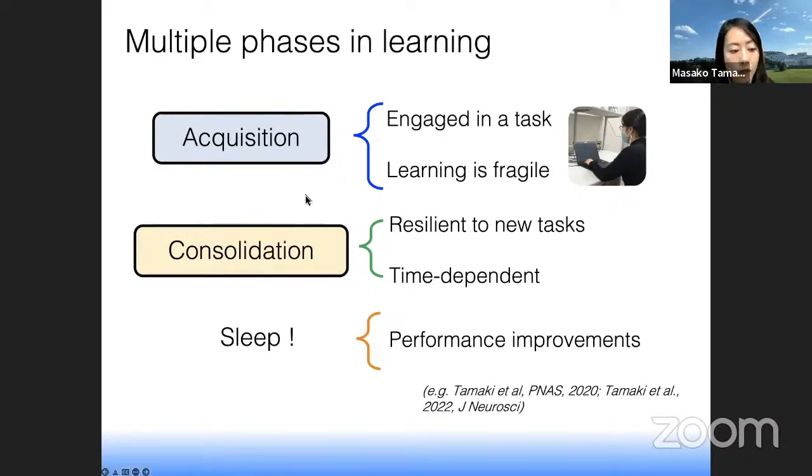And the next phase is known as consolidation. This is where learning becomes more and more resilient to training on a new and different task. And this consolidation had been known as time dependent, meaning if there are several hours of time between training on the first task and the second task, learning of the first task will be more robust against training on the second task. And interestingly, accumulating evidence indicates that important processing takes place specifically during sleep. But how sleep is involved in learning or performance improvements remains unclear.